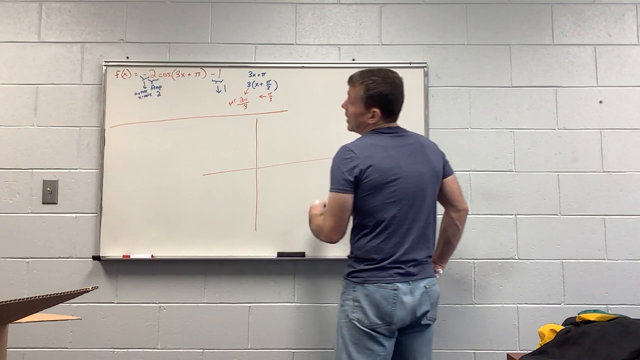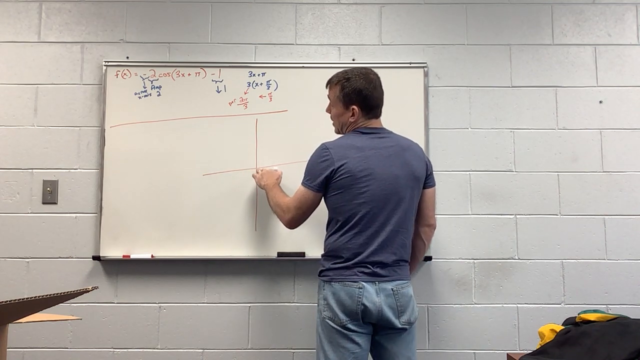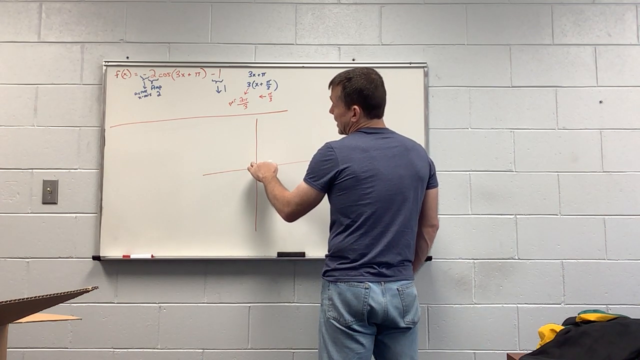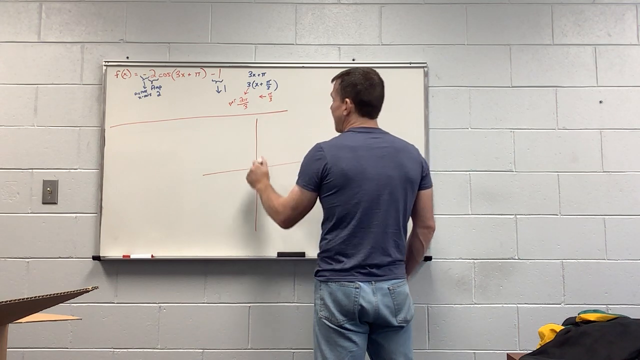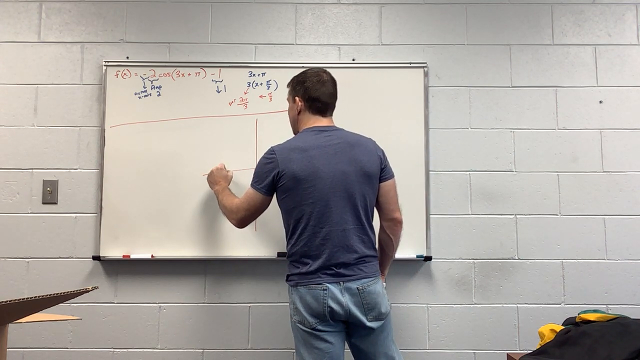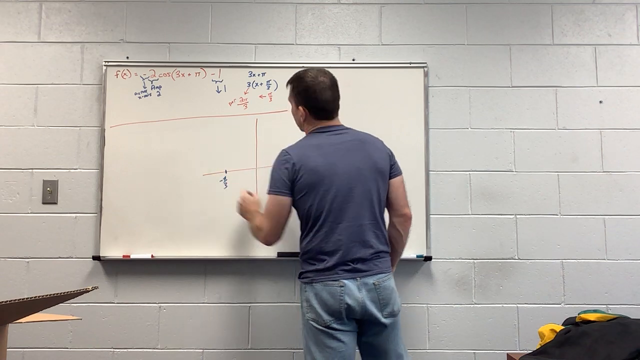So first, let's see. Normally the cosine wave starts at x equal to 0. I'm going left pi over 3. So now I'm going to start at negative pi over 3.